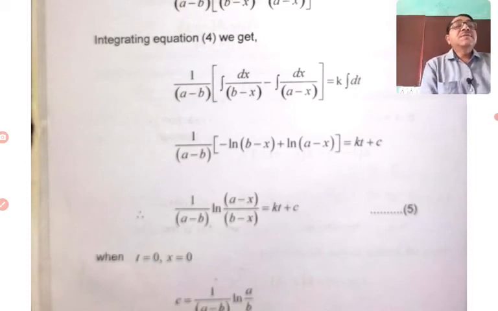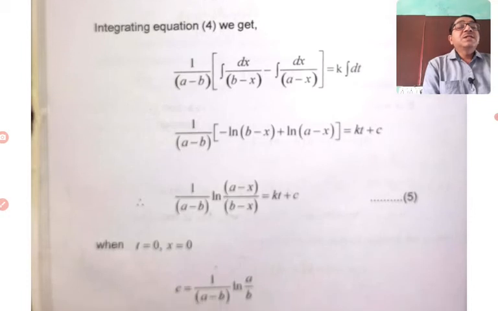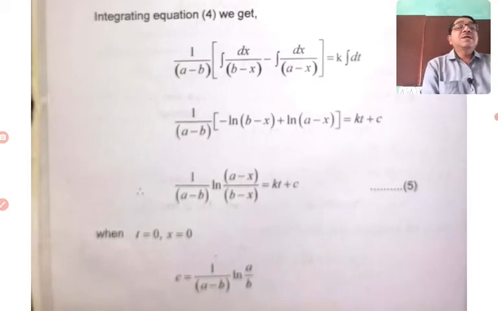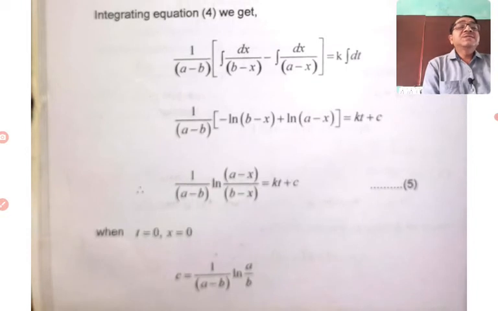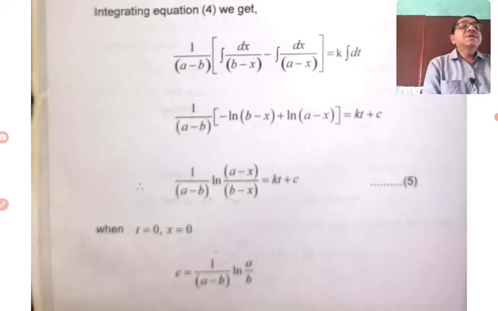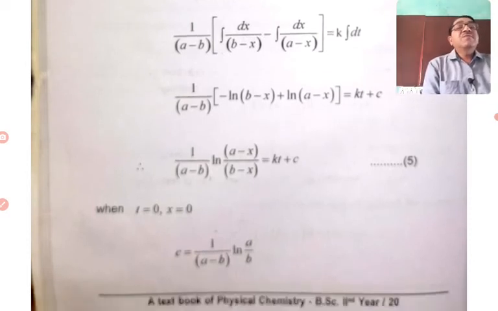addition, subtraction form or the division form. So negative sign and positive sign, when we combine here by the logarithmic formula, it becomes the division part, that is log of (A minus X) divided by (B minus X), that is equal to kt plus c. So this is equation 5.